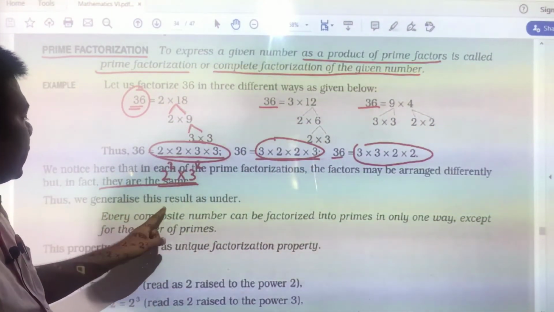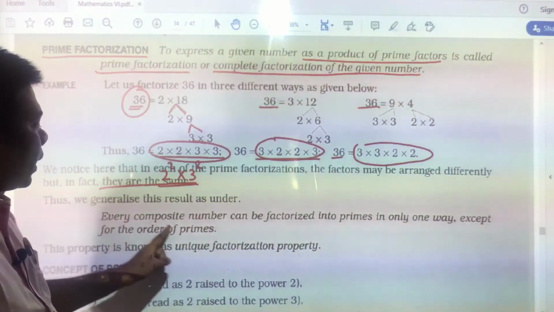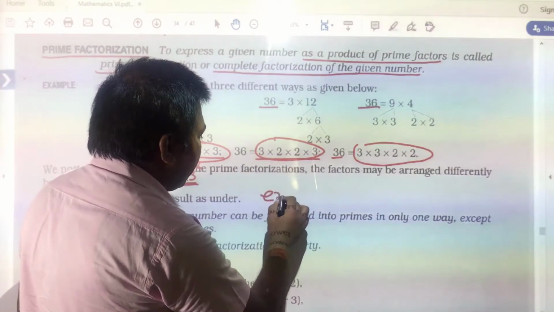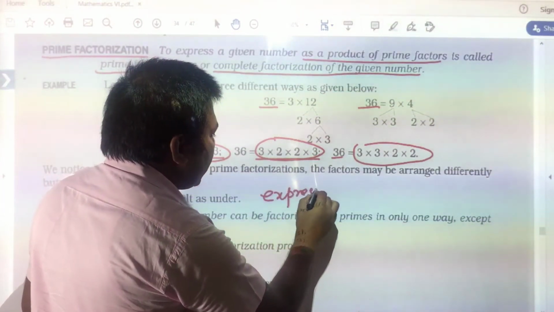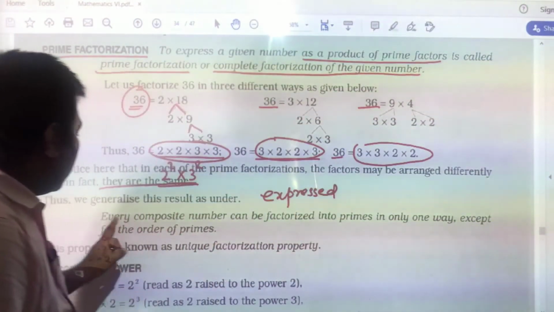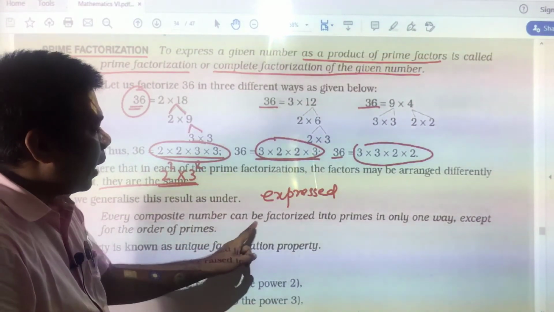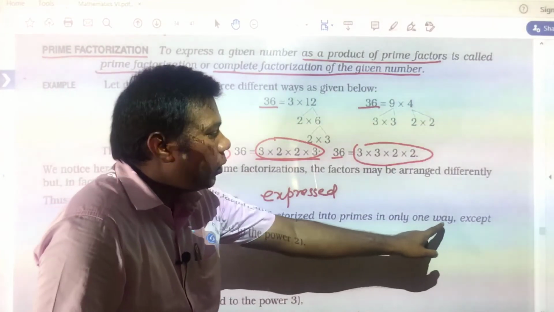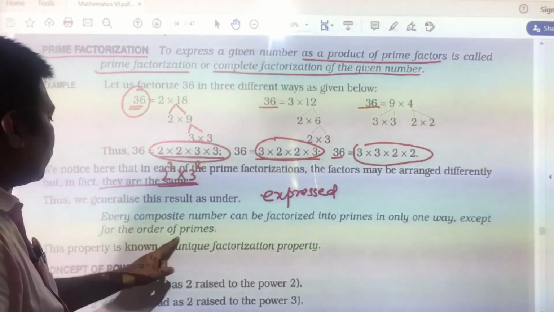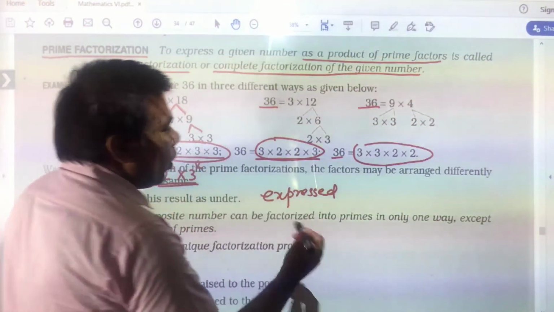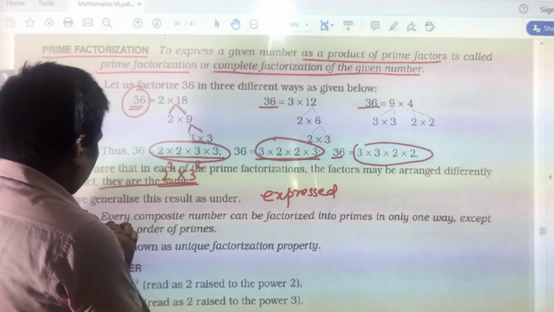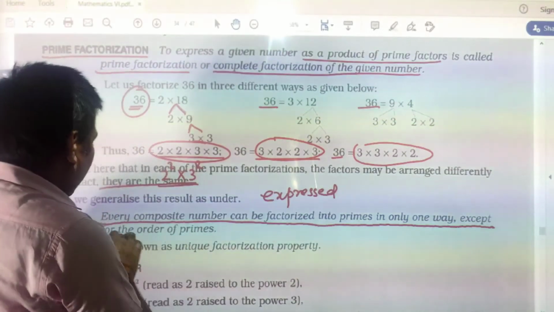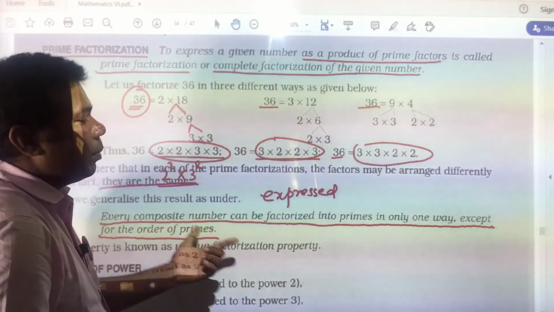Thus, we generalize this result as under: every composite number can be factorized or expressed into primes in only one way, except for the order of primes. In one way only this can be expressed or factorized. What will happen? The order of primes may be different.